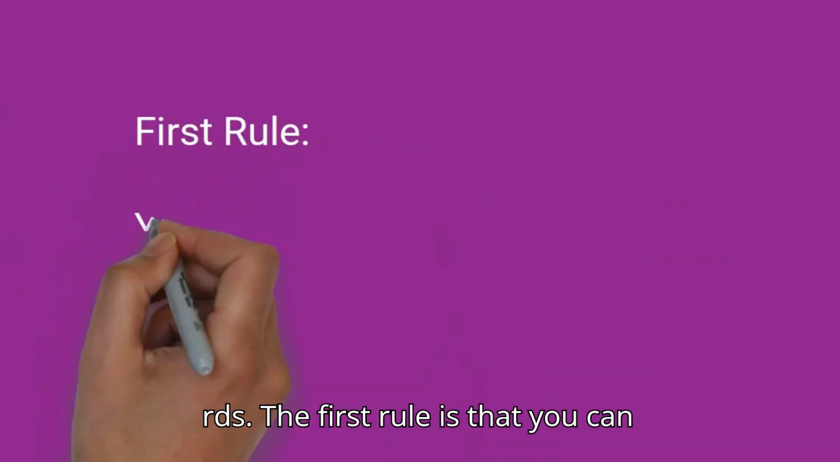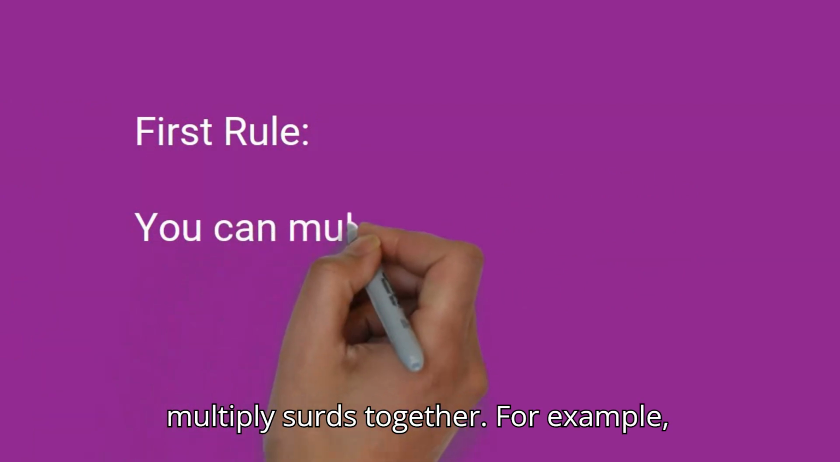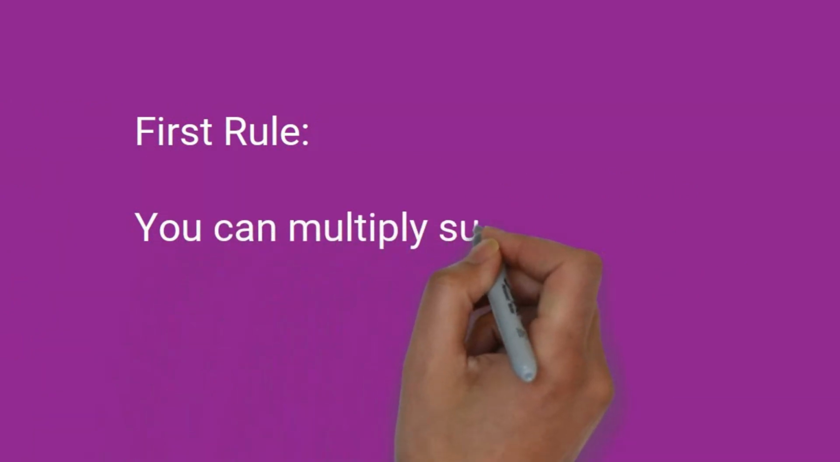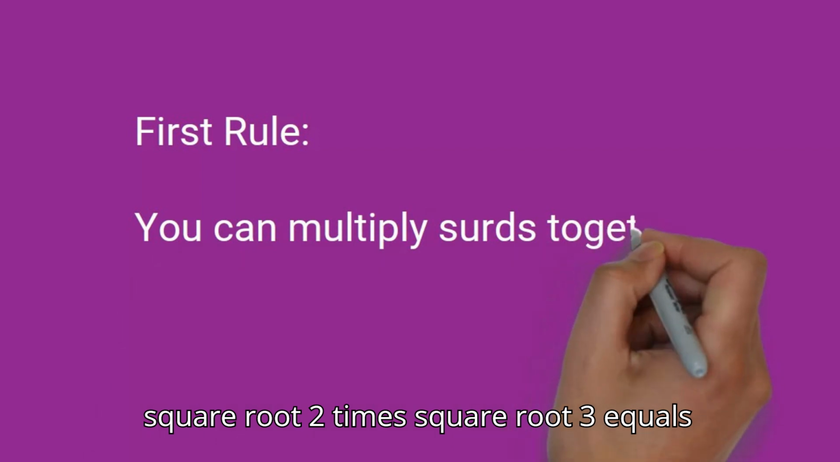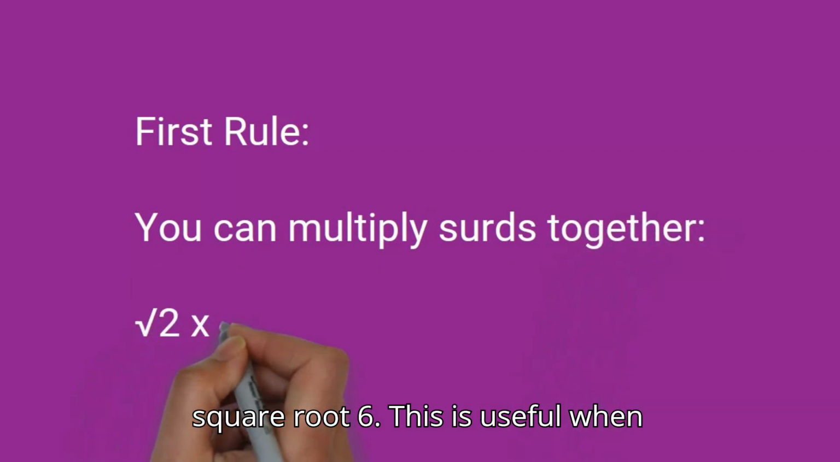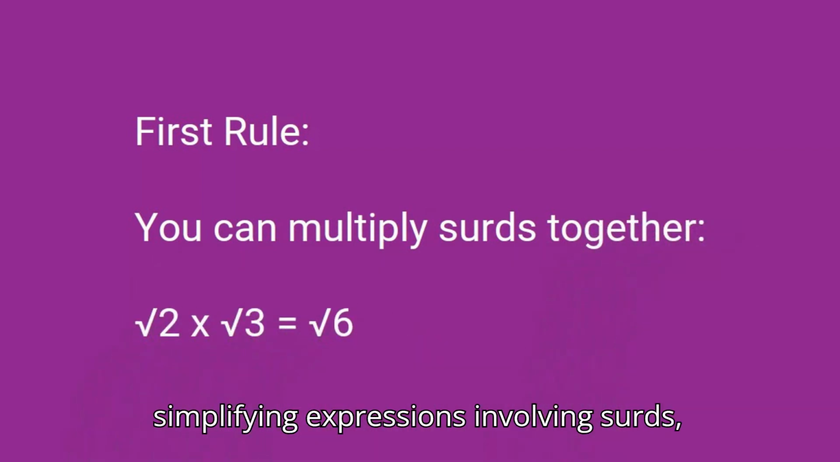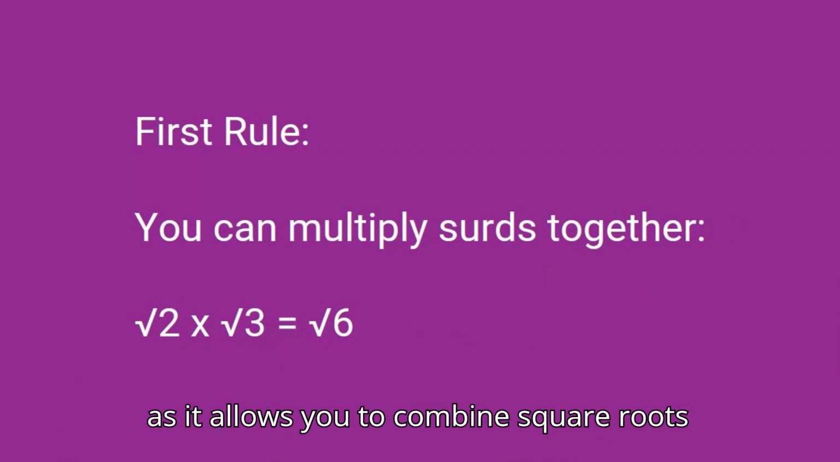The first rule is that you can multiply surds together. For example, square root 2 x square root 3 equals square root 6. This is useful when simplifying expressions involving surds, as it allows you to combine square roots into a single expression.